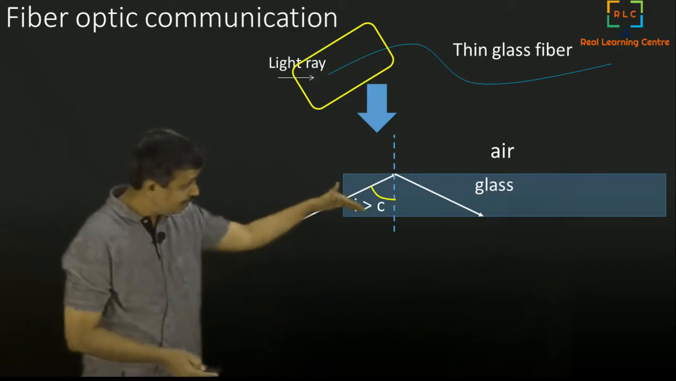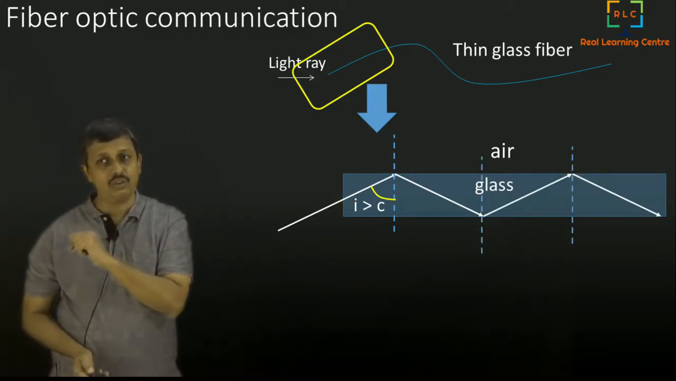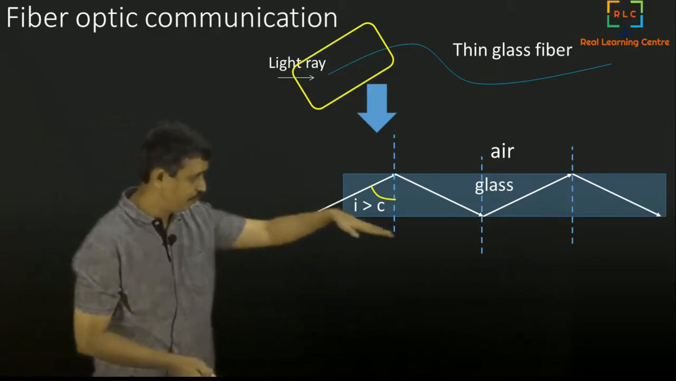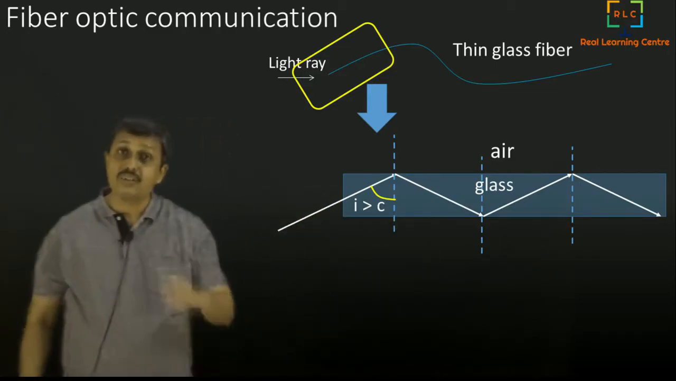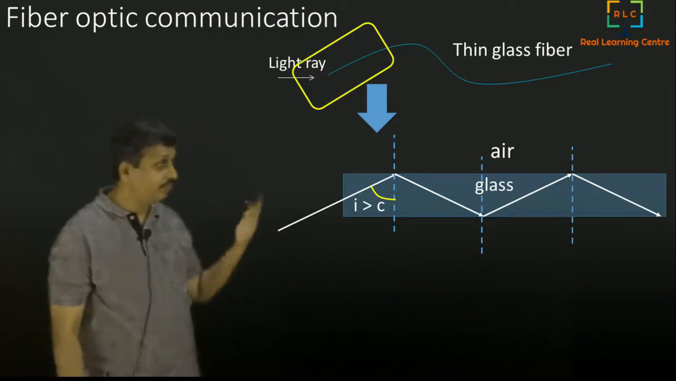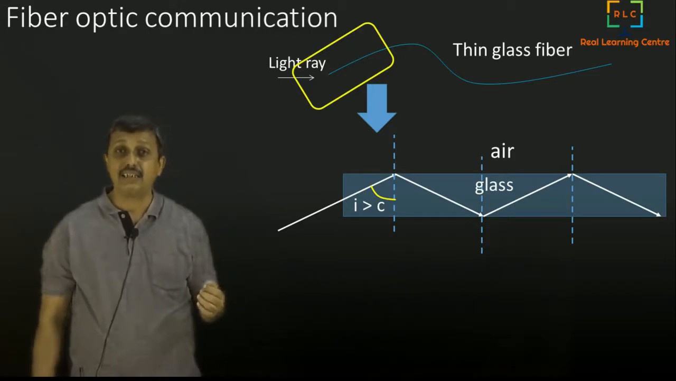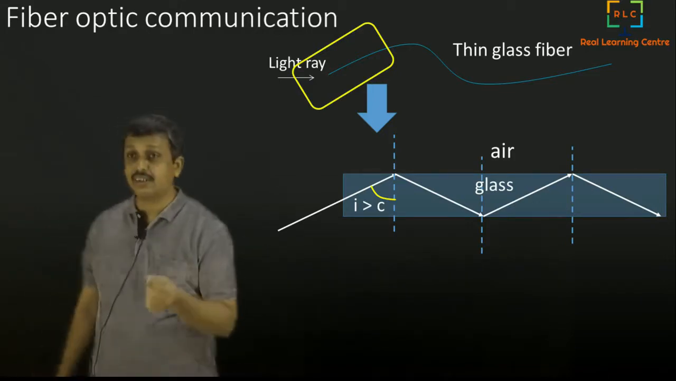And there again it hits the other wall. And there same thing happens. It reflects again. Total internal reflection keeps happening and it keeps going. And it goes till the other end, kilometers, 20 kilometers, 30 kilometers far. It travels inside. It's like water going inside the empty tube.